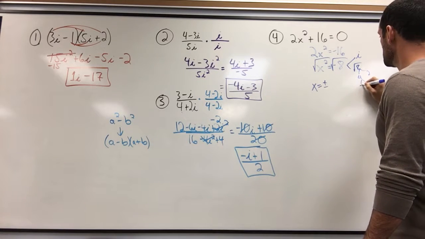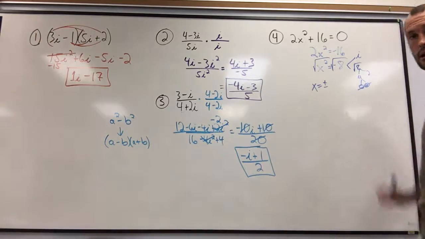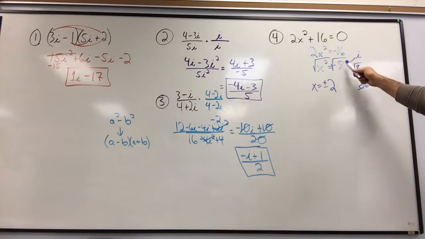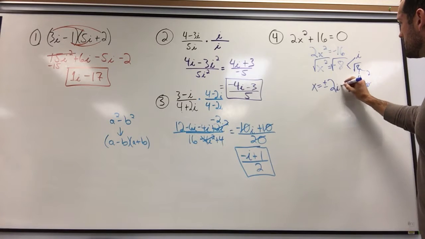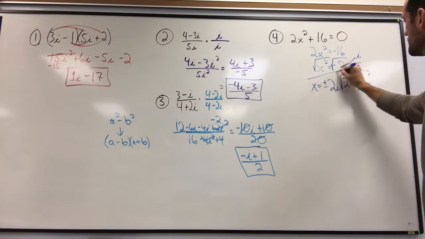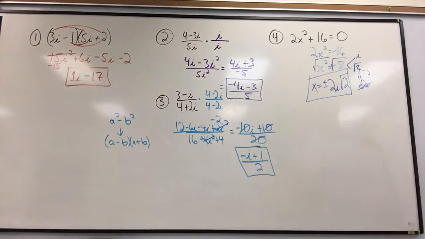4 and 2, 2 and 2. I have a pair of 2's, so 2 is coming on the outside. I had a negative inside, so i has to come out. Only thing left at the end of my roots is a 2. And that is how I would solve a binomial quadratic if I end up with imaginary numbers.